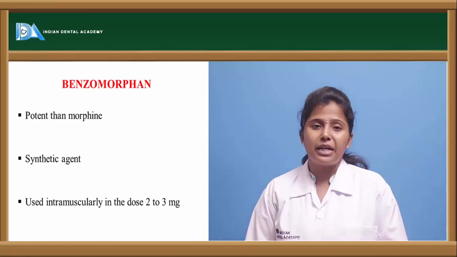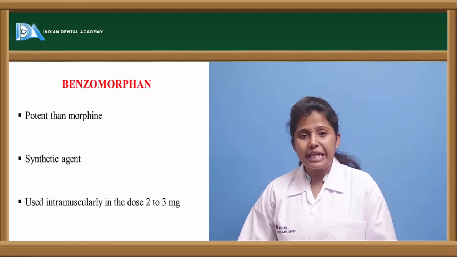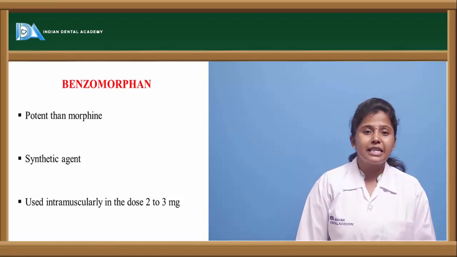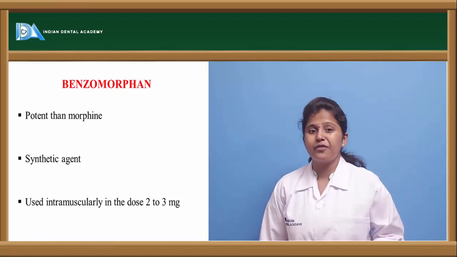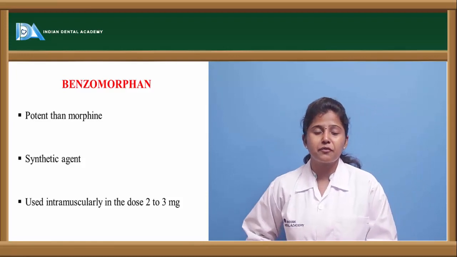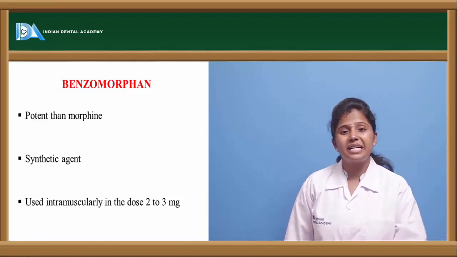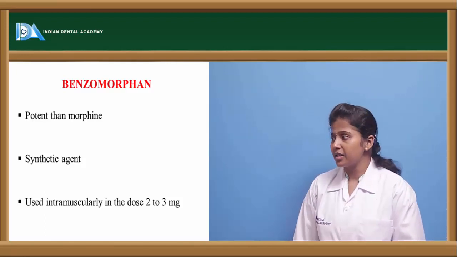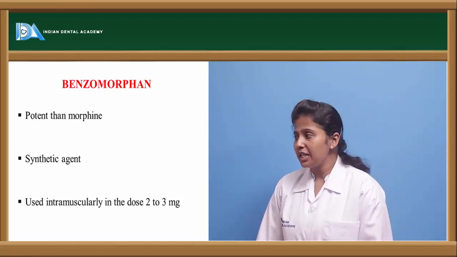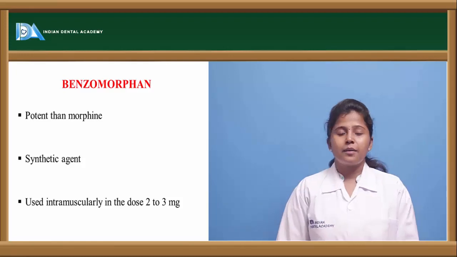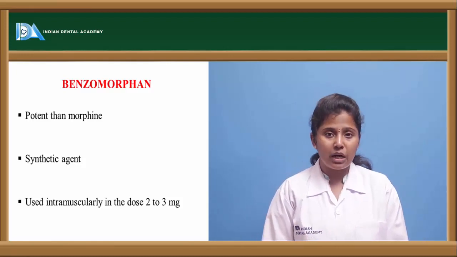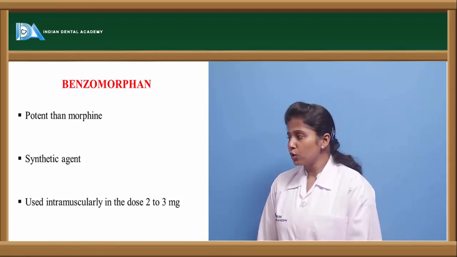The other one is benzomorphan. So these are all analogues of morphine. Benzomorphan is a potent analgesic when compared to morphine, as these are all structural changes of morphine. They show better action than morphine, and this is a synthetic drug. It is synthesized chemically, and it is mostly given through the IM route, that is the intramuscular route, in a dose of about 2 to 3 mg.